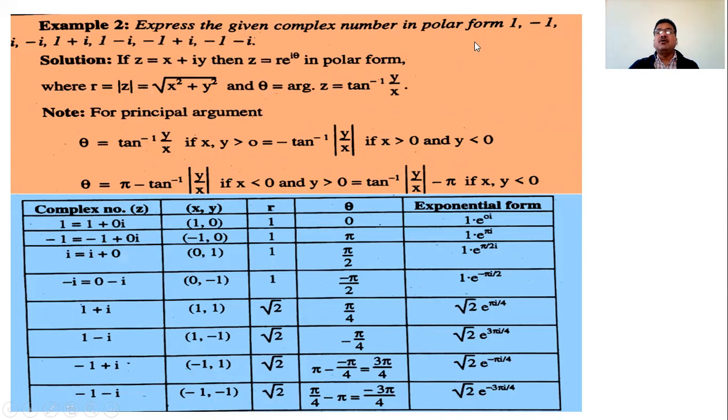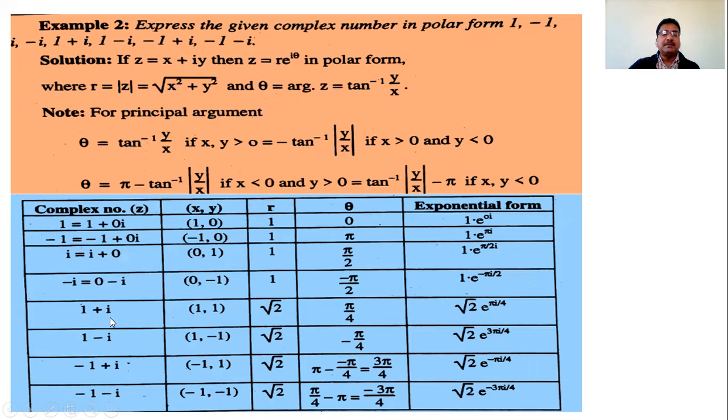So express the given complex numbers in polar form: 1 plus i, 1 minus i, minus 1 plus i, minus 1 minus i. We have to find the modulus and arguments of these numbers. So use the definitions to find the modulus, that is the value of r: root of x square plus y square. To find the principal argument, use this definition. What x and y are is what matters.